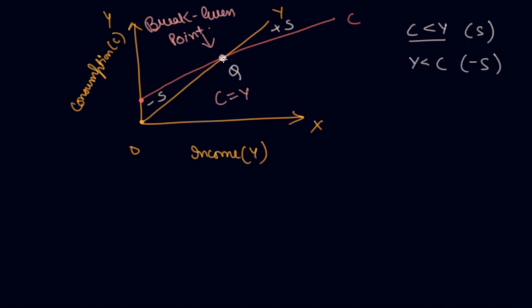So when income goes beyond Q, your consumption increases but less than Y. So this is positive savings. You do savings. And when your income is less than your consumption, you withdraw your savings. So your savings are negative. I hope you have understood the consumption function.